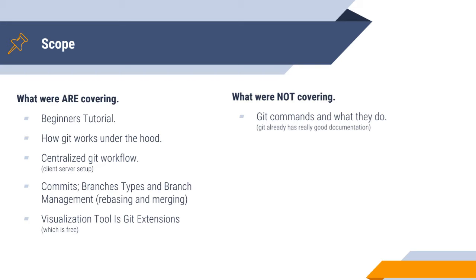And if I end up using a visualization tool during the example, which will probably be more relevant in part 2, when I do the practical example, that'll be Git Extensions, which is free, and you can get that by just googling it.